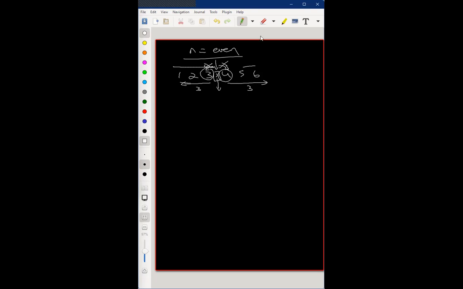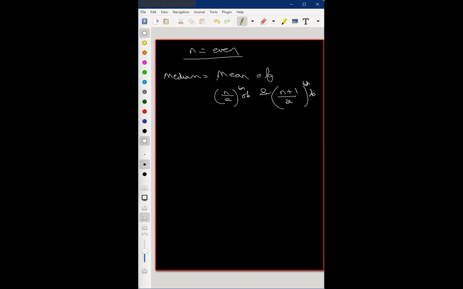Okay. So in this case, we have a new concept, a new formula which is going to come. Whenever n is even and we're finding out the median, it will be the mean of the n by 2th observation and the n plus 1 by 2th observation. Understand? The median when n is even would be the mean of the n by 2th observation and the n plus 1 by 2th observation.